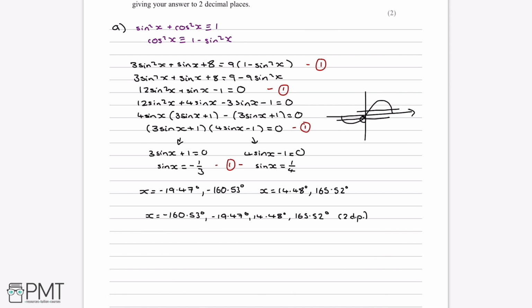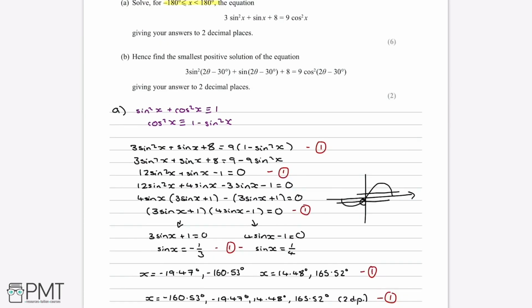And we get a further mark from using arc sine, which is the inverse of sine, to obtain two correct values, which in this case were this one and this one, because these were the ones that we obtained from a calculator. And we finally get our last answer mark for getting these 4 values to two decimal places, and these are the answers to the question.